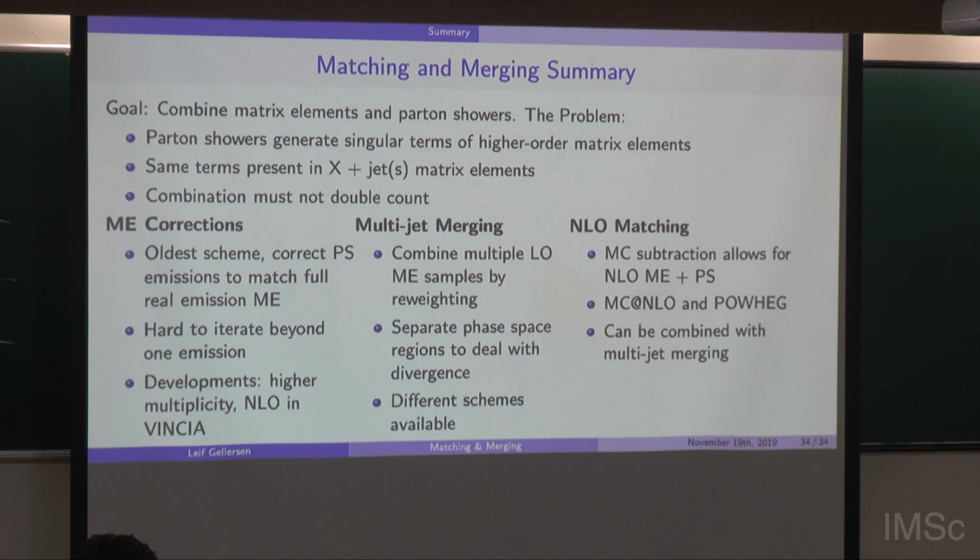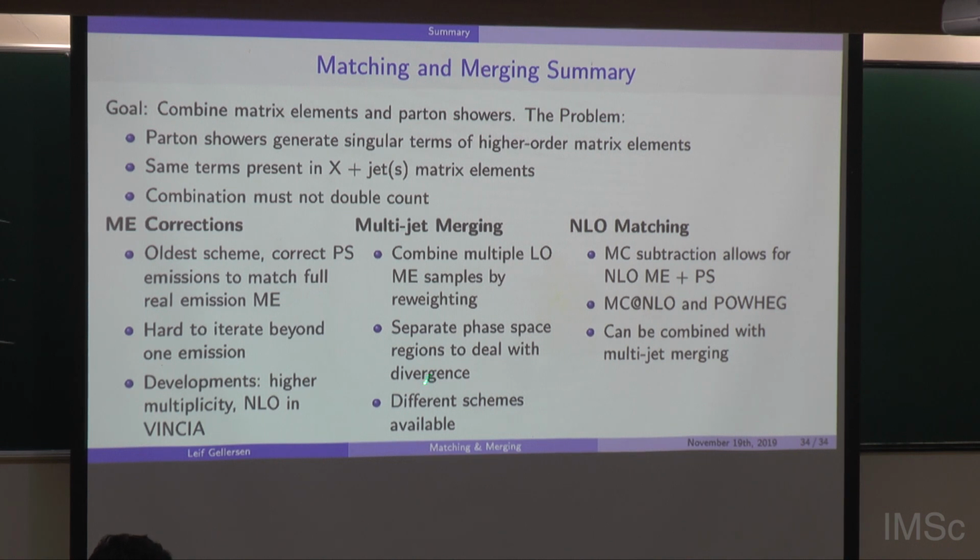And this brings me to my summary. So matching and merging, the goal is to combine matrix elements and Parton showers. And the problem is that Parton showers already contain singular terms of higher order matrix elements. And when adding these matrix elements explicitly, we need to subtract what the Parton shower did, or at least regulate it using no emission probabilities, rendering it exclusive to not double count contributions.